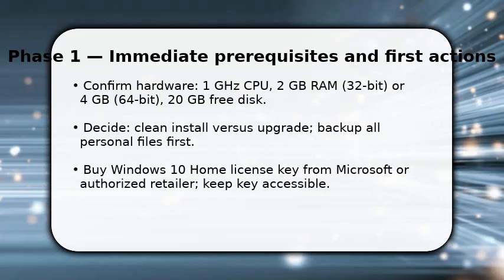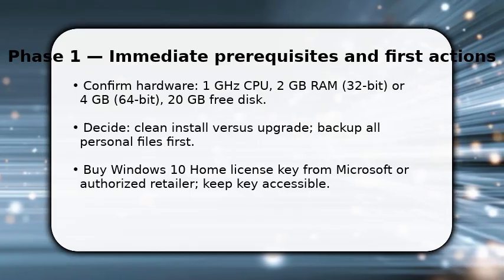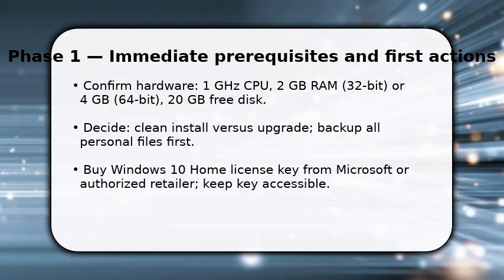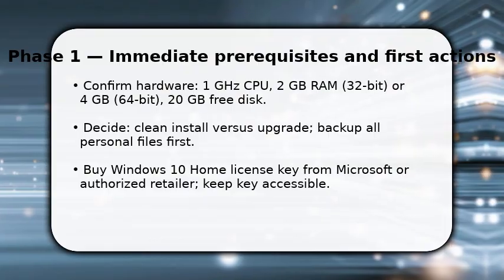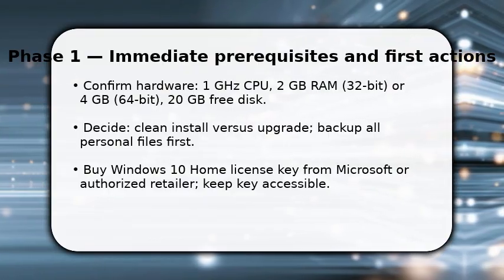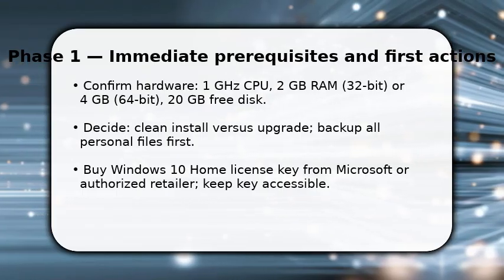You start by verifying your PC meets Windows 10 Home minimums and then secure a legitimate license key. This is the only legal path. Back up your files to an external drive or cloud because upgrades can fail.